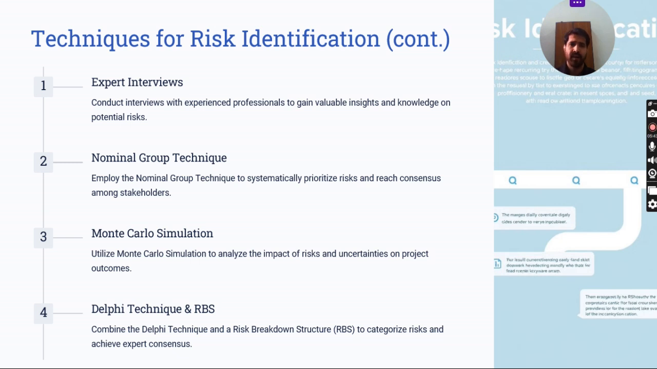And the other one is the RBS technique, which means risk breakdown structure. This technique divides risk into broader categories like technical risks, operational risks, financial risks, then into subcategories for more specific identification. This structured approach helps project managers systematically identify, analyze, and address risks across all project aspects.